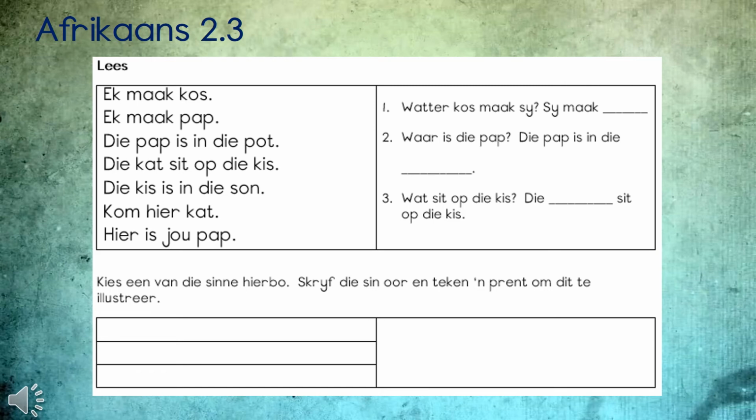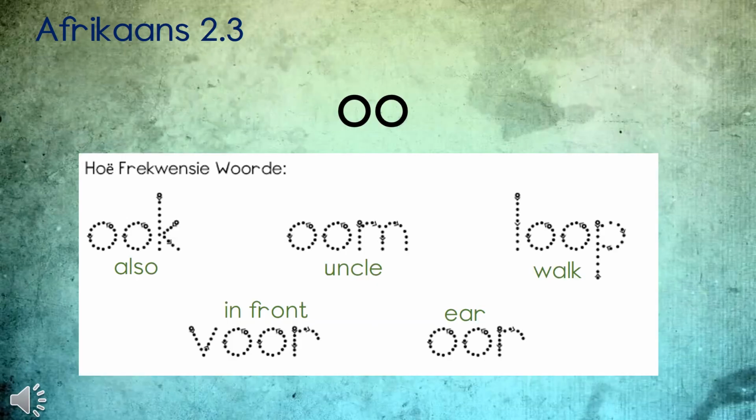Well done. Now I would like you to choose any one of these sentences that's in the reading piece. I want you to copy it on the lines below, and then I want you to illustrate it. So draw your own picture that shows the meaning of this sentence. Now, all our Afrikaans high-frequency words this week has the double O in it. The double O in Afrikaans makes the sound O.